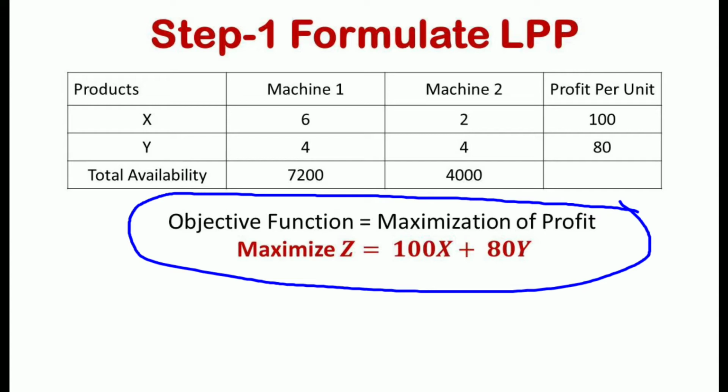The total profit is represented by capital Z. The company makes a profit of rupee 100 per unit when product X is sold and rupee 80 per unit when product Y is sold in the market. So these 100 and 80 are the coefficients of the objective function. So here the profit maximization is the objective function. Maximize profit Z is equal to 100x plus 80y.